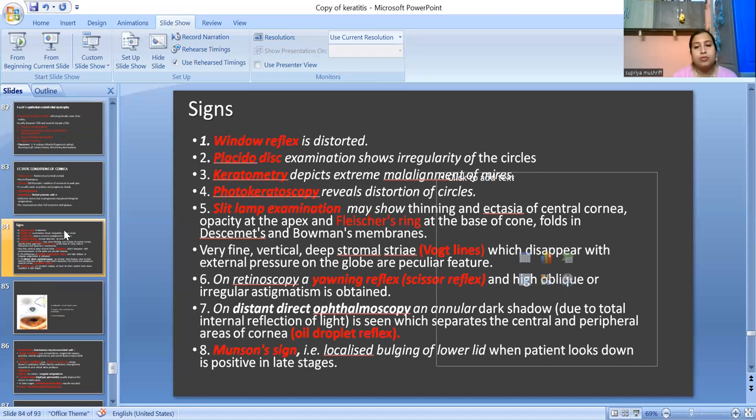On distant direct ophthalmoscopy, an annular dark shadow due to total internal reflection of light is seen, which separates the central and peripheral areas of the cornea. Oil droplet reflex. Munson sign is localized bulging of the lower lid when the patient looks down, positive in late stages. These are the various signs which should be seen in keratoconus.